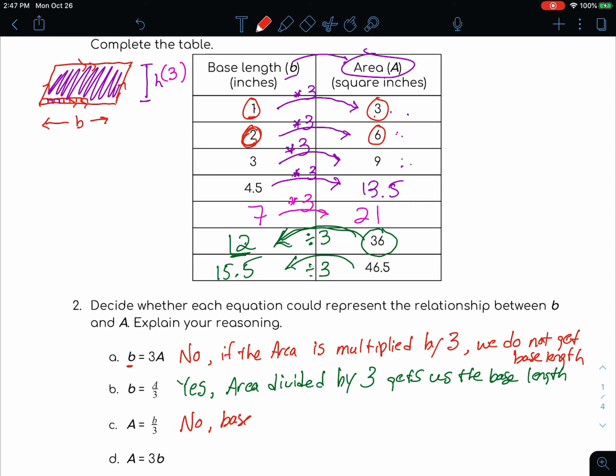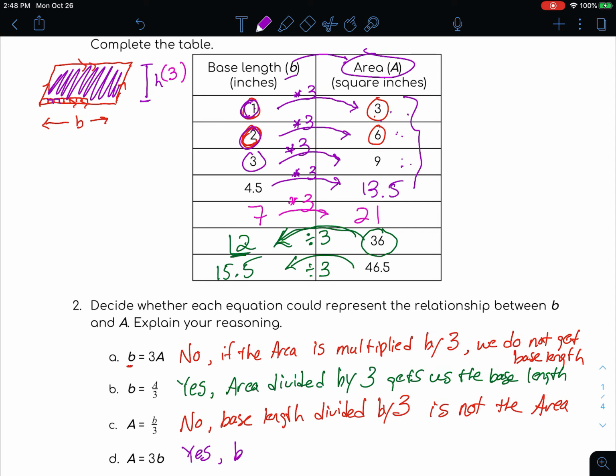All right, and the last one, area is equal to 3 times the base length. If we were looking up top here, that's essentially what was happening in these 3 problems, right? We're taking the base length and multiplying it by 3, and we got the area. 2 times 3 is 6. 3 times 3 is 9. So yes, base length multiplied by 3 is the area.